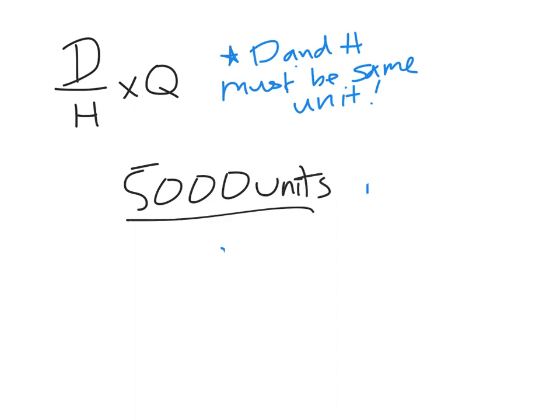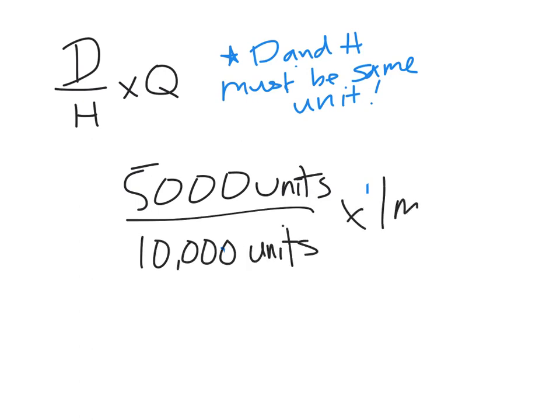And then the H in this case, how it's given, is 10,000 units per milliliter, so times 1 milliliter is what we would do there. So 5,000 divided by 10,000 is 0.5, times 1 is still 0.5, so they would take 0.5 milliliters in that case.